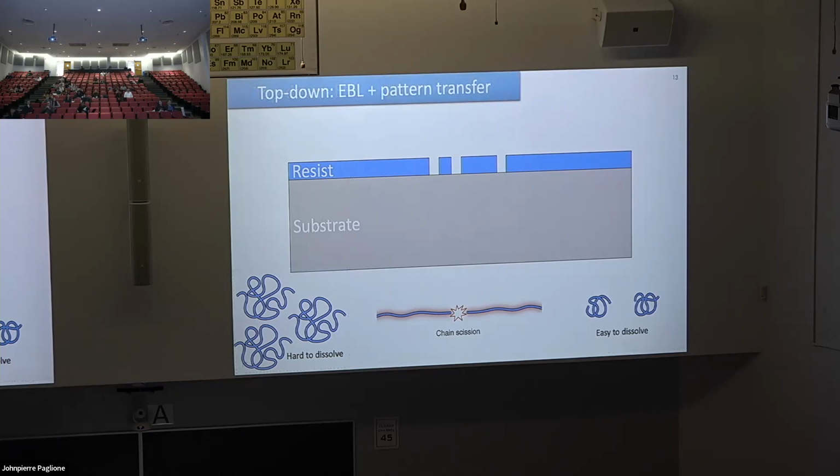Then you can do what we call a pattern transfer. You can then etch into your wafer. You get something like this, some sub pattern into your underlying substrate. You strip away the resist, and you are done, basically. So this could either be done into your graphene or some intermediate substrate.